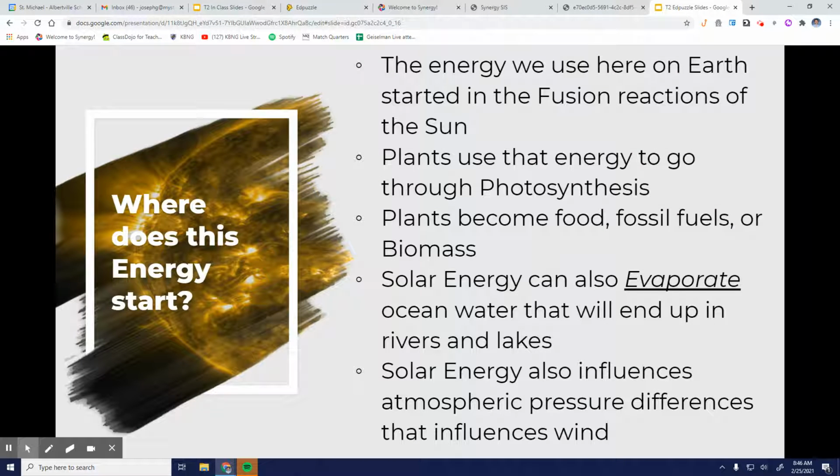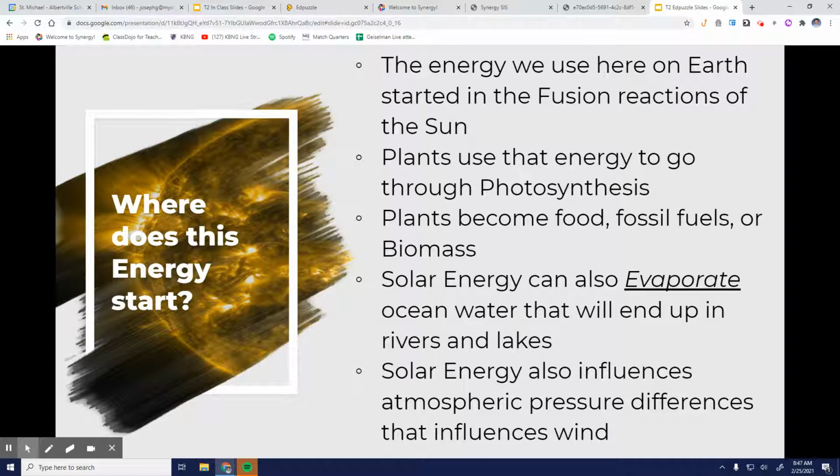So where does this energy start? Well, for everything that's located here on Earth or anything that we use here on Earth, the energy had to start in the fusion reactions in the sun. That stored nuclear energy in the hydrogen atoms in the sun, when they come together in a fusion reaction, they create energy that we get from the sun. This is what we would call solar energy.